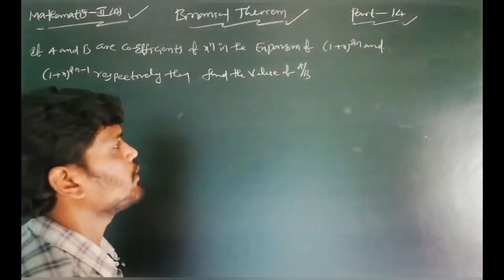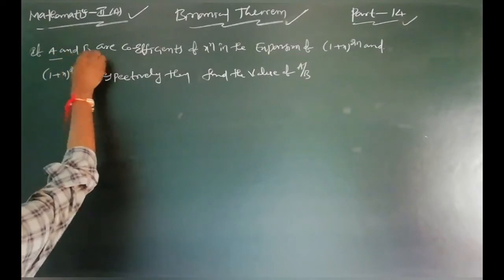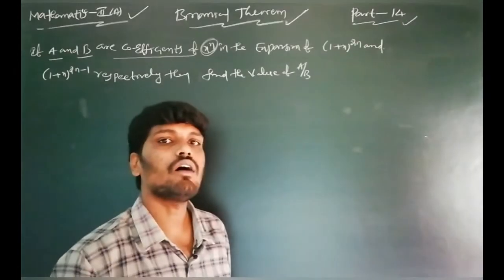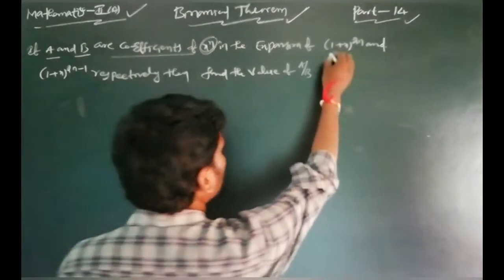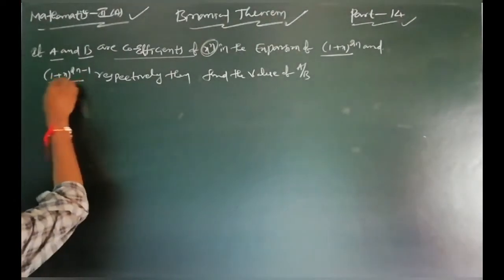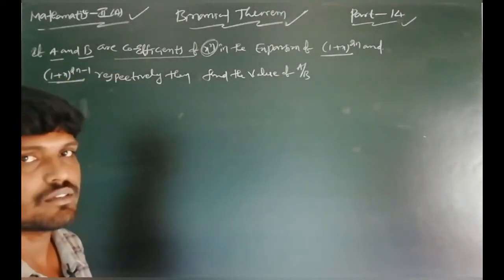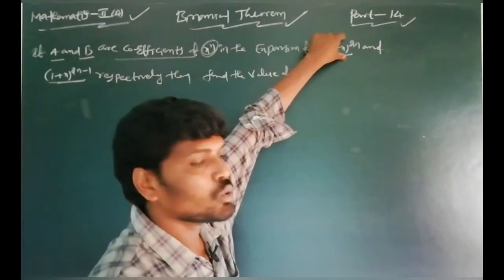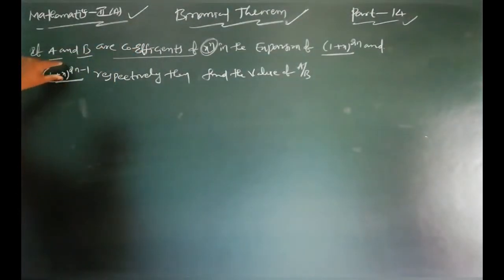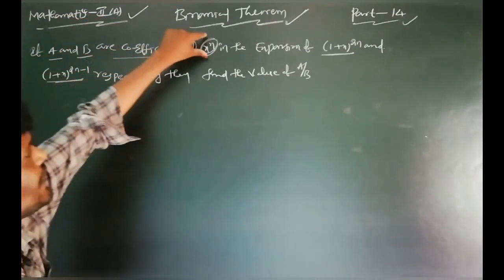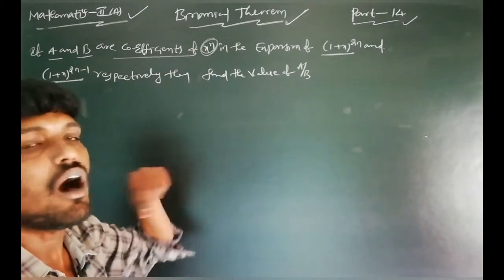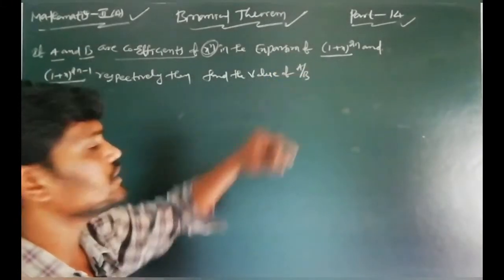Next, a 2 marks problem: if A and B are the coefficients of x power n in the expansion of (1 plus x) whole power 2n and (1 plus x) whole power 2n minus 1. Here in (1 plus x) whole power 2n, the coefficient of x power n is A. In (1 plus x) whole power 2n minus 1, the coefficient of x power n is B. You can find A and B, and after that find A by B.